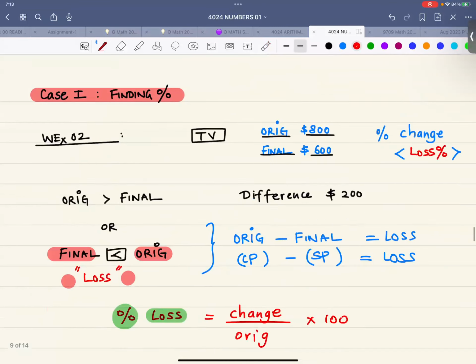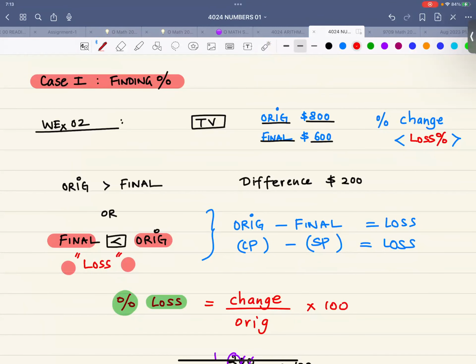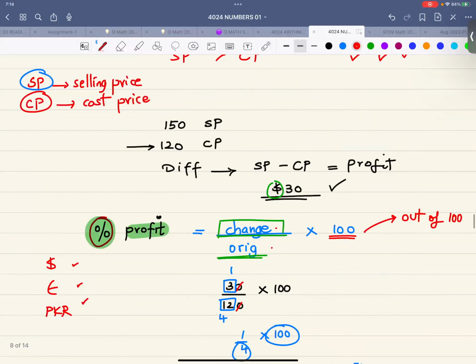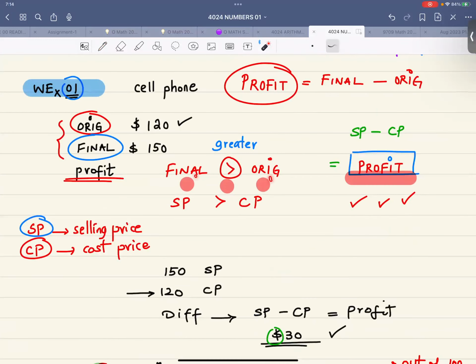Now, case number 2, again, we are finding percentage, but we are talking about work example 2. And over here, we are talking about a loss. And when we talk about a loss, that is the original price minus the final price. It's the other way around. Now, it's your choice. How do you want to go about it? Whether we are talking about profit or whether we are talking about loss, it's the difference between 2 values. Which 2 values? The final and the original.